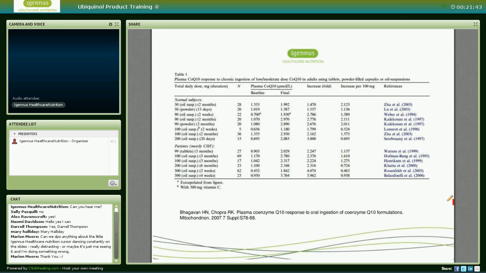And again, I'm not sure whether you can see the detail on this graph, but this is a summary of some studies that was published in a 2007 article. What this was basically showing was that with increasing dosage, you get an increase in fold, but it doesn't necessarily relate to an increase per 100 milligrams of the supplement. So again, it's not necessarily going to do you any more benefit to take a 300 milligram supplement over a 100 milligram supplement.